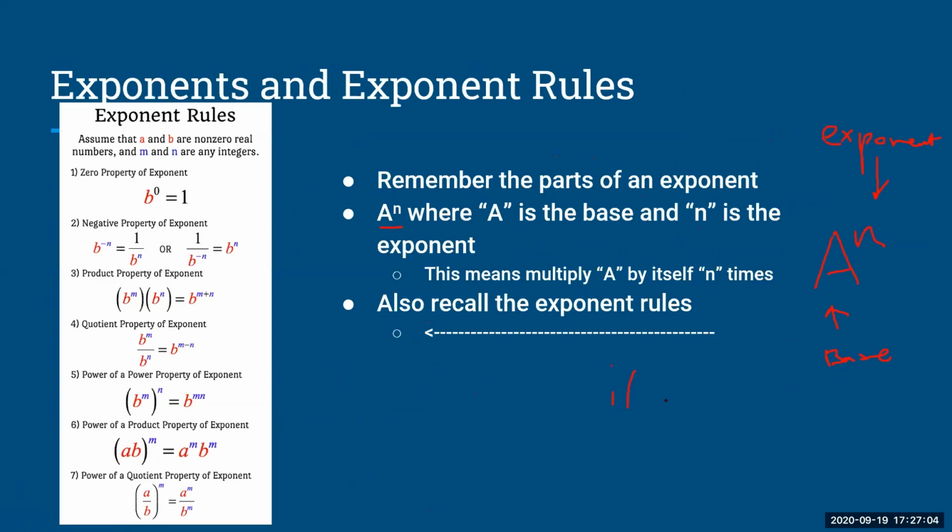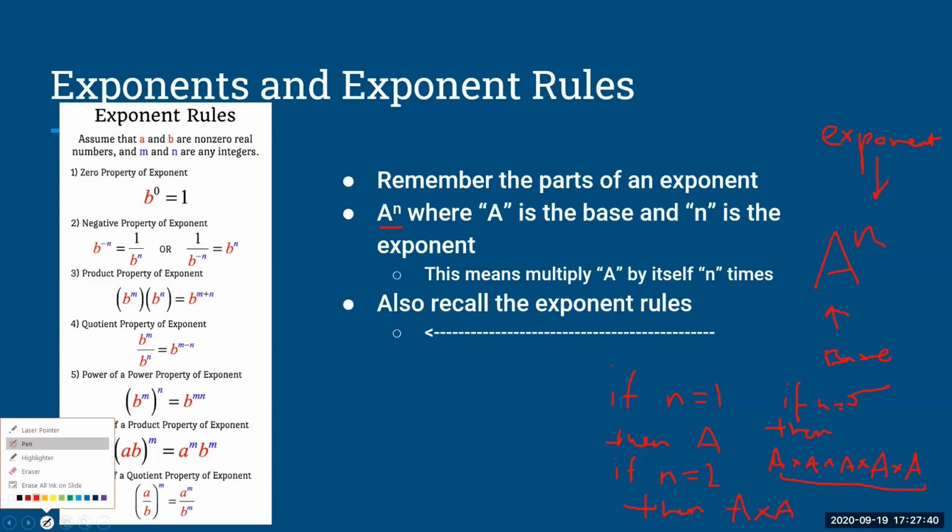So if n equals 1, then you get a. If n equals 2, then you get a times a. If n equals 5, then you get a times a times a times a times a, so 5 times. So that's the definition of an exponent: you multiply the base by itself n times, based on what n is.